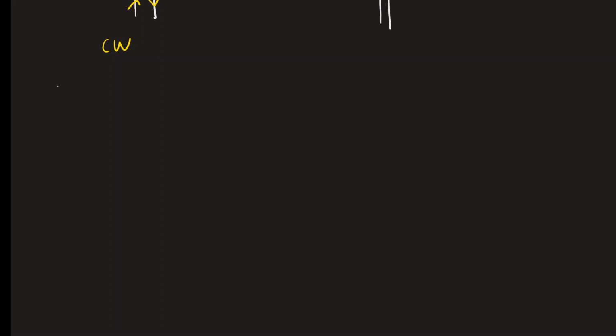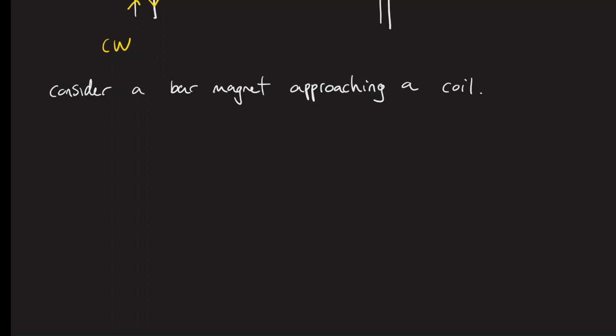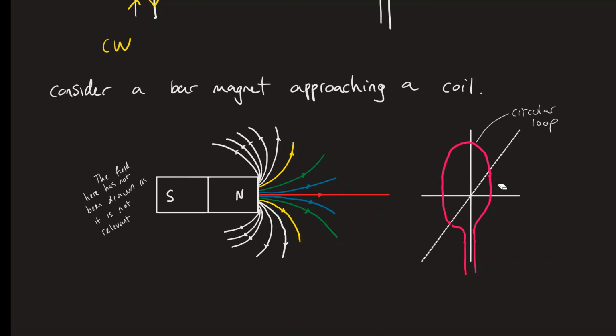Okay. Let's consider a bar magnet approaching a coil. We'll use a coil that's got a single turn to keep things simple here. Here we have our bar magnet on the left with the field coming out of its north pole. We've left the south pole out, it's not going to affect the problem. On the right we've got a circular loop. It's placed on 3D axes to give a little bit of perspective.